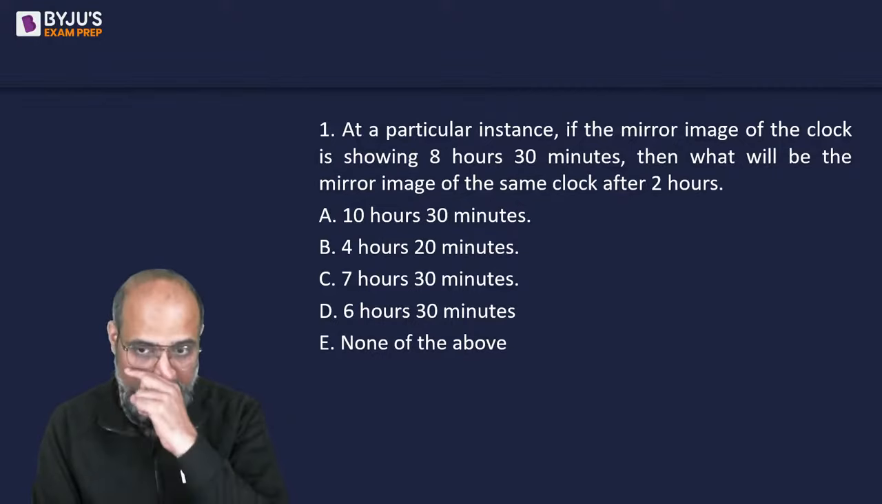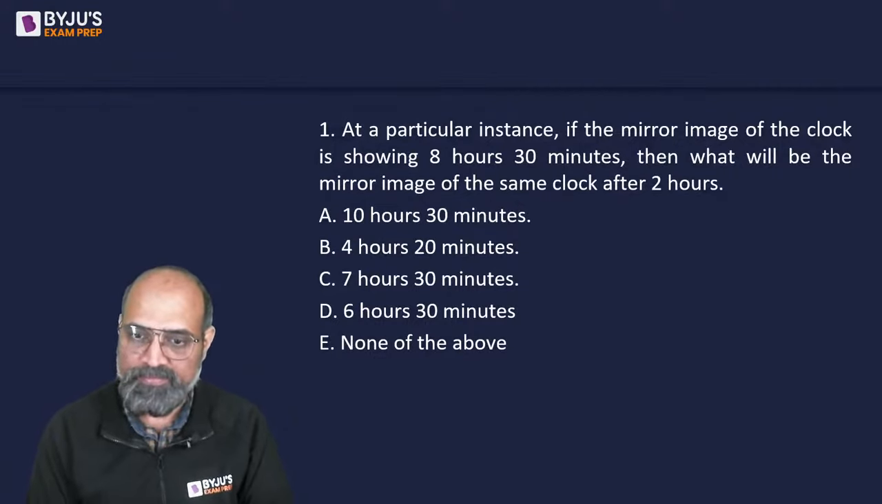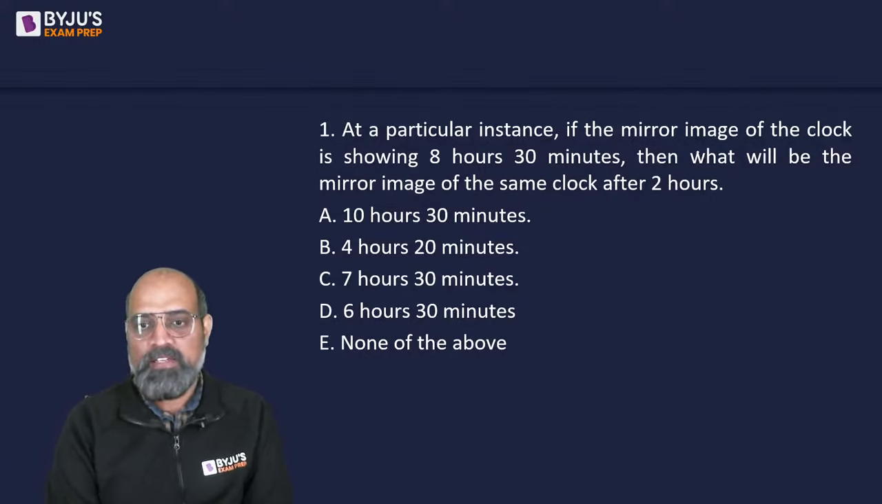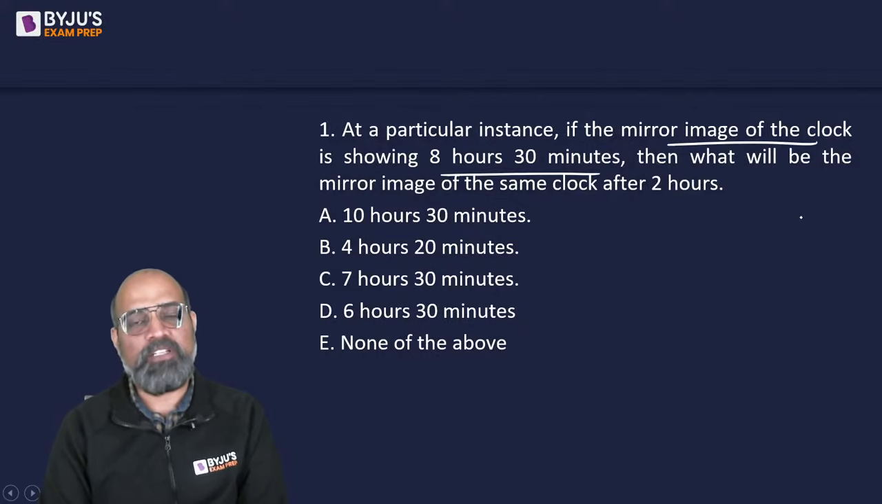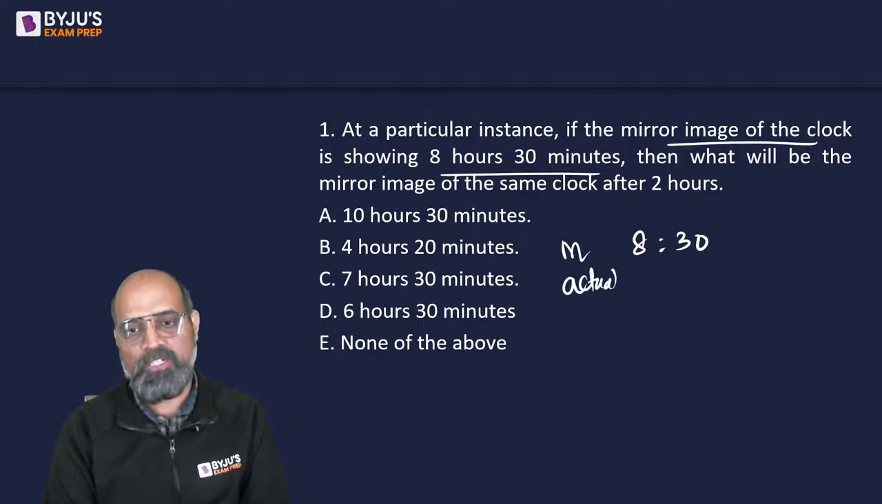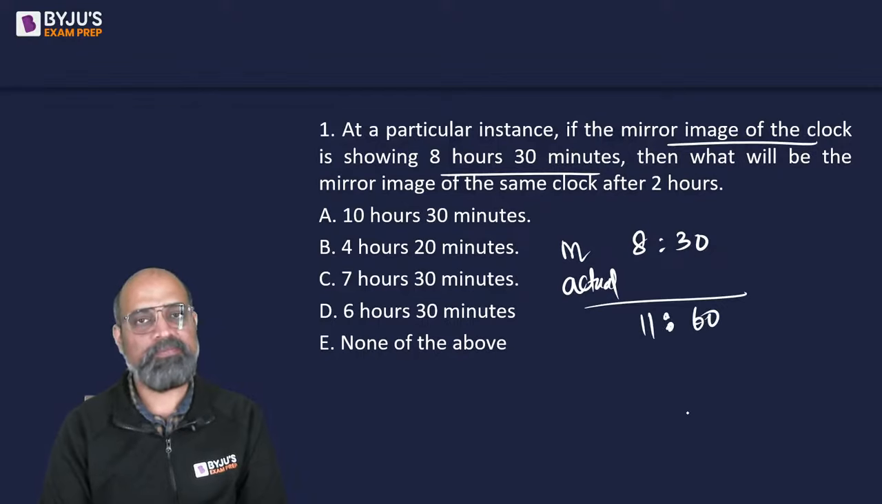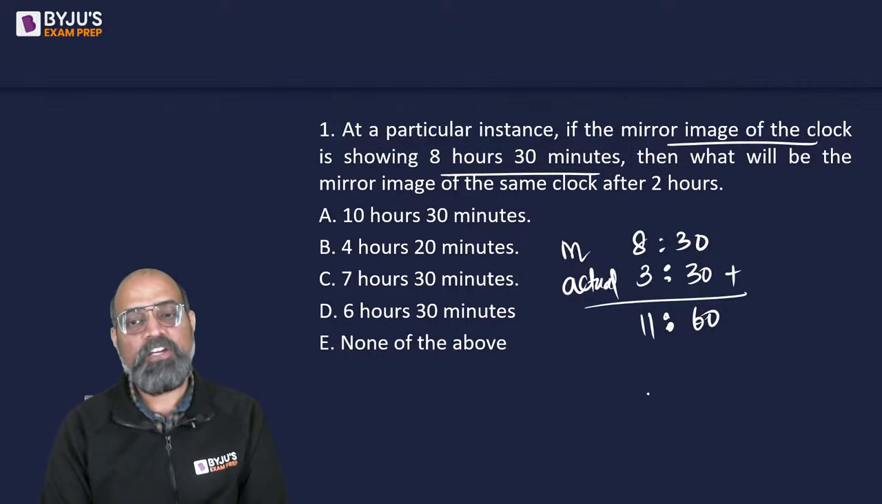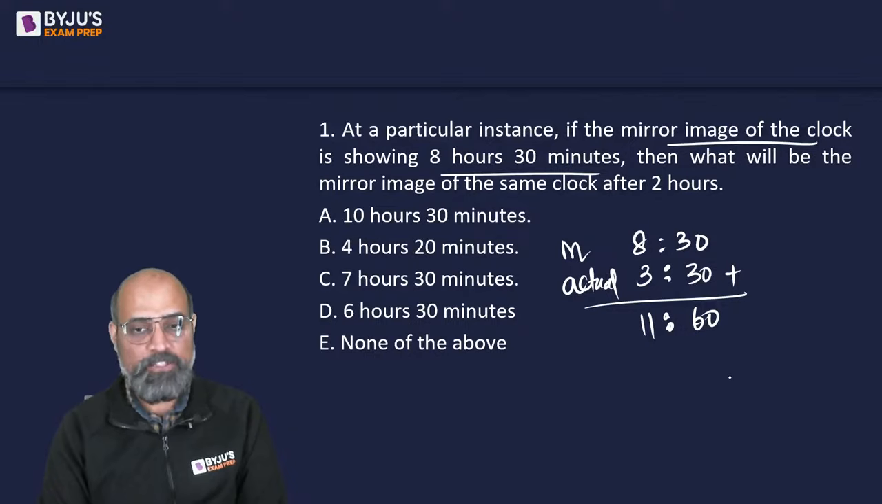So what do you think the answer will be for this? The mirror image is showing 8 hours 30 minutes. If the mirror image is showing 8 hours 30 minutes, what is the actual time? The sum should be 11:60, right? So for this to be 60, this should be 30. And for this to be 11, this should be 3. So 3:30 is what the actual time is.